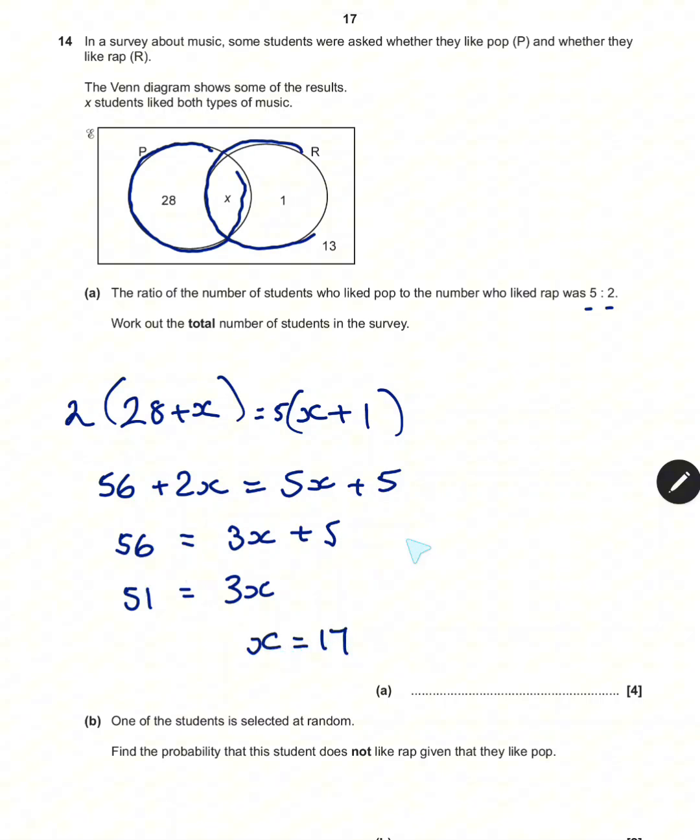3 17s are 51. It does say work out the total number of students in the survey, so I know now that this middle zone, x, is 17. All I need to do is do 28, add 17, add 1, add 13. So what we get, 17 add 13 is 30, add 1 is 31, add the 28, 59.